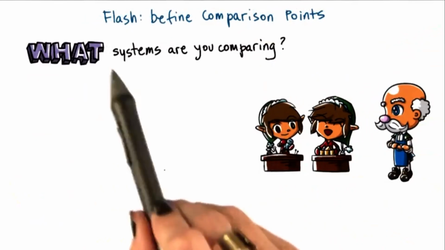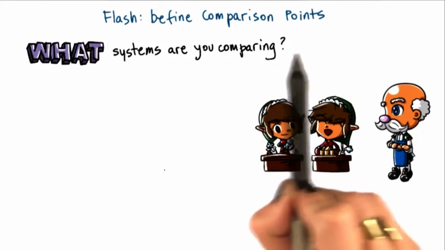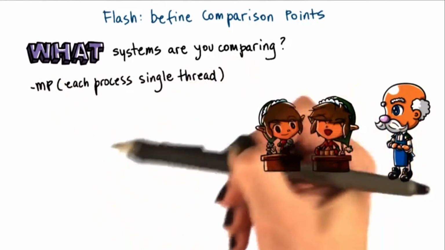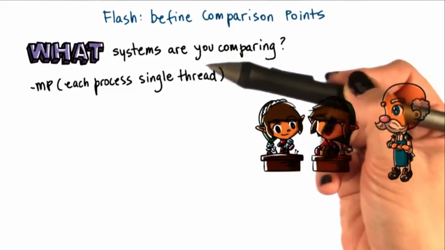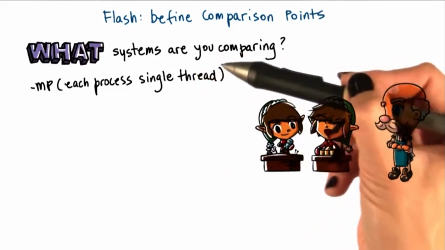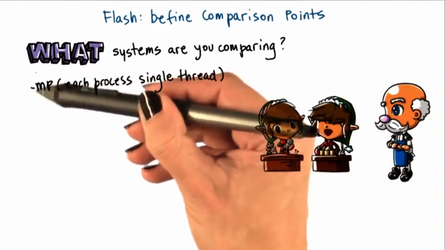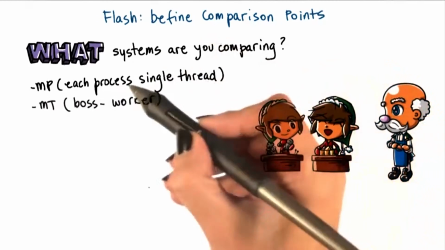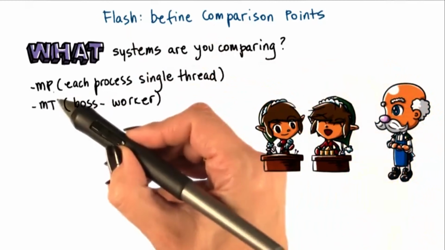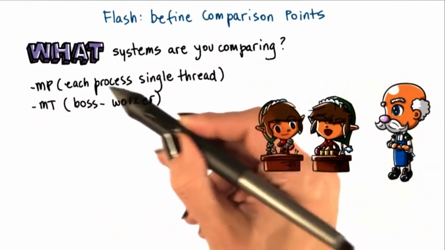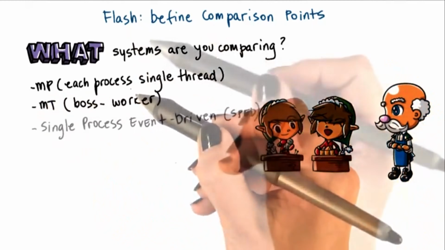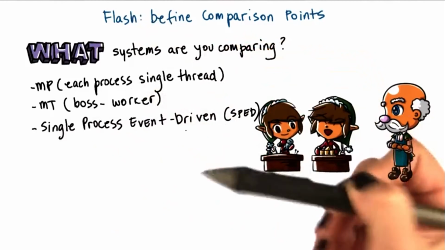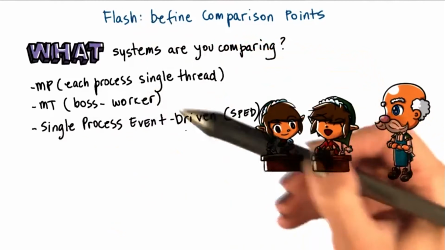Let's see what were the systems that they were comparing. What were the comparison points? First, they include a comparison with a multi-process version of the same kind of Flash processing. So a web server with the exact same optimizations that were applied in Flash, however, in a multi-process, single-threaded configuration. Then, again using the same optimizations as Flash, they put together a multi-threaded web server that follows the boss-worker model. Then they compare Flash with a single-process event-driven model. So this is like the basic event-driven model that we discussed first.